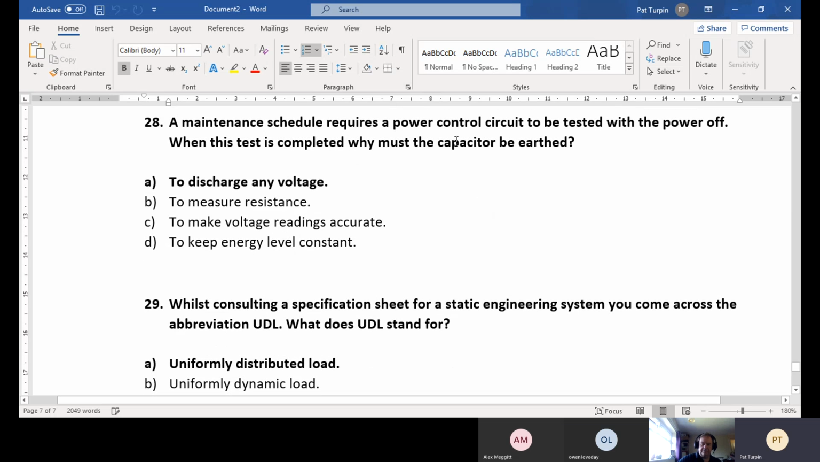A maintenance schedule requires a power control circuit to be tested with the power off. When this test is completed, why must the capacitor be earthed? Well, even I know this one. Yes, you've got to discharge any voltage in it.